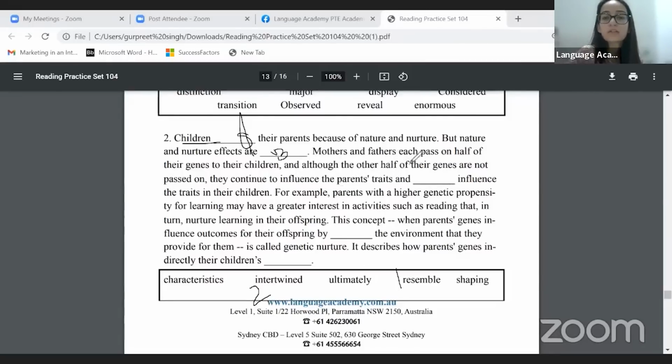Mothers and fathers each pass on half of their genes to their children, and although the other half of their genes are not passed on, they continue to influence the parents' traits and influence the traits in their children.